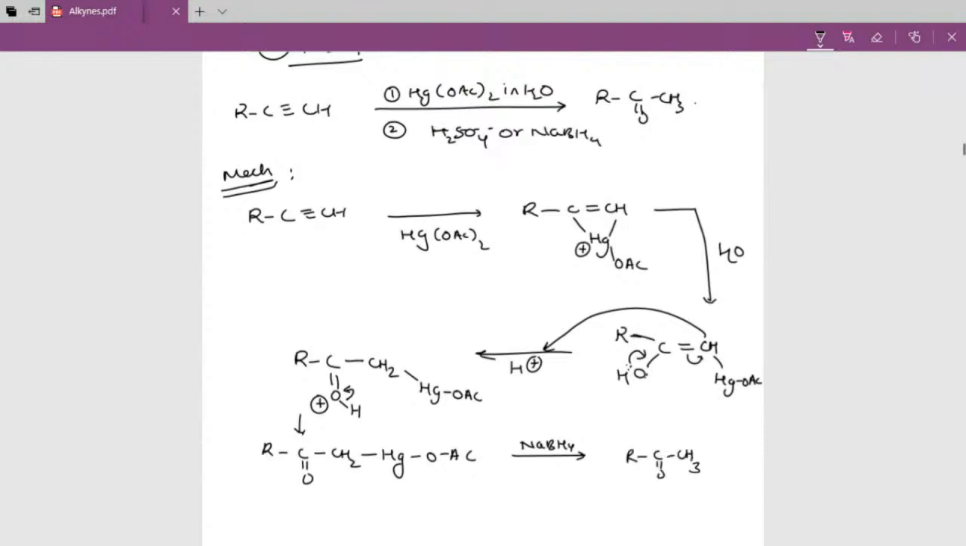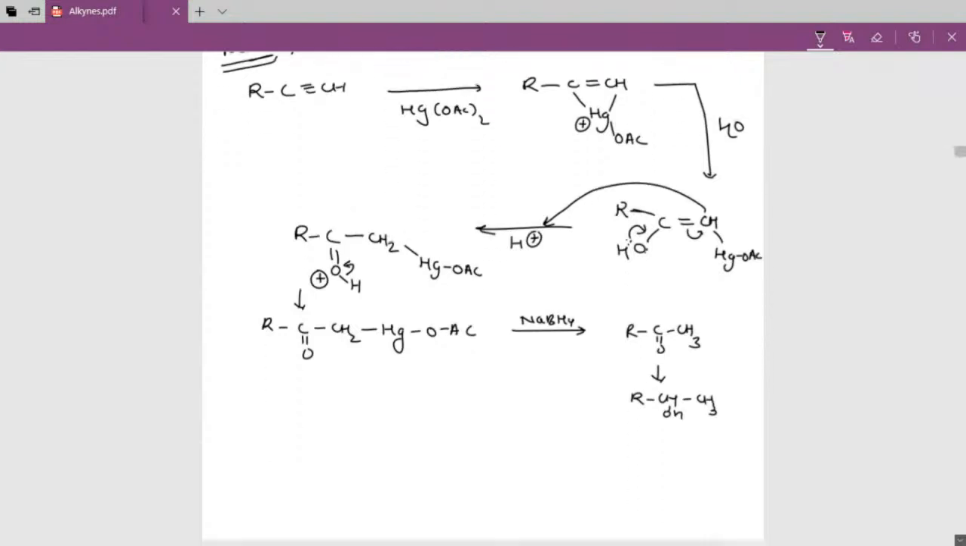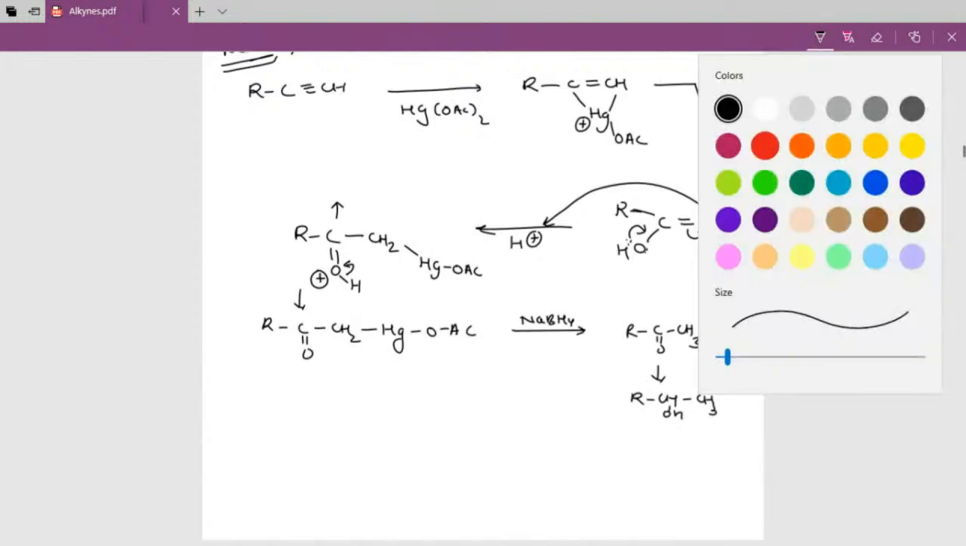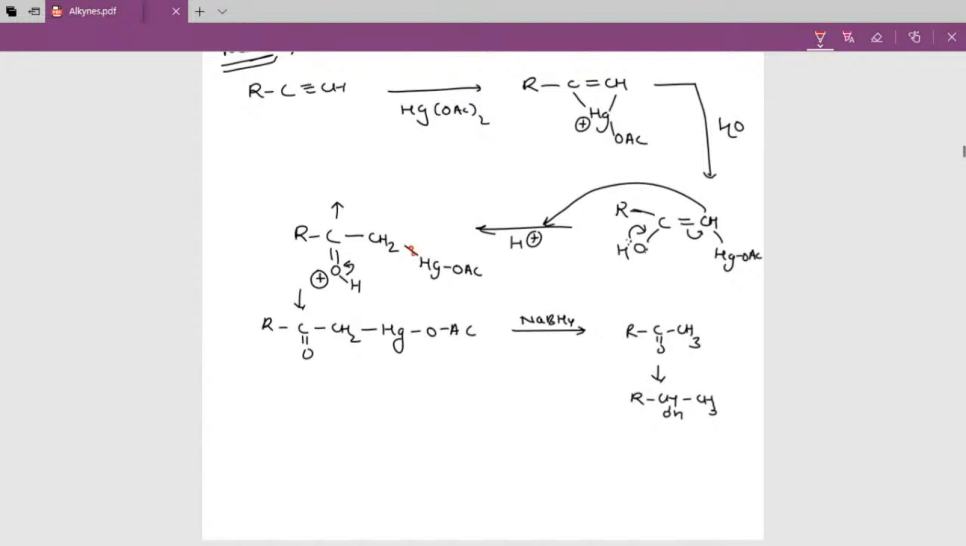But then there is a problem. The reaction will not stop here. The reaction will go to alcohol. Correct? The reaction will go to alcohol. But in this case, here itself, there is one more possibility. See if it goes like this.